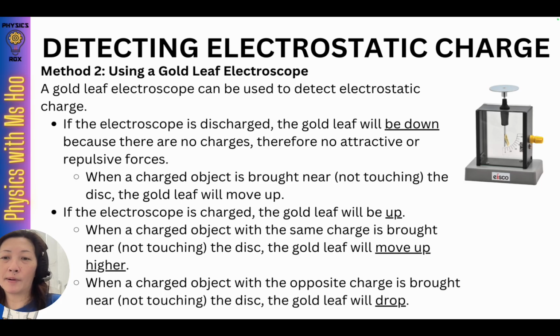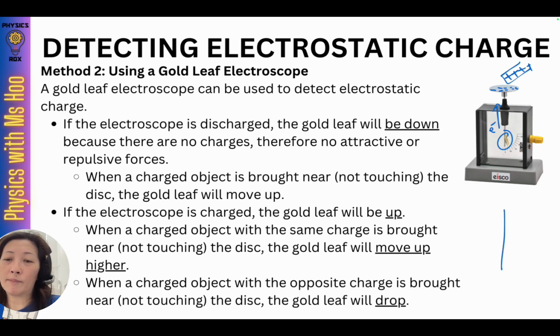Let's talk about the first part and why. The reason for this is because if you were to bring a charged object here, whether it's positive or negative, it doesn't matter. But I'll explain first with a positive charge. So if you bring an object that's positively charged near the disc, what happens is that it'll attract electrons. So electrons in the metal strip and the gold foil will end up moving upwards because they are attracted to the positive charge. So that causes the strip and the foil to be positively charged.